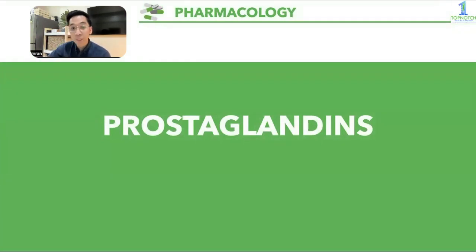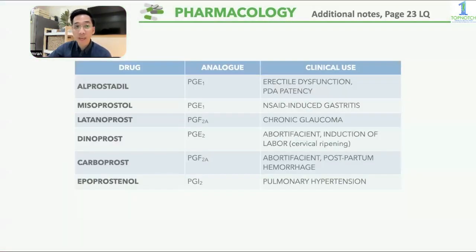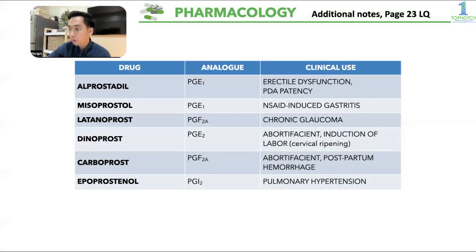Next, punta tayo sa prostaglandins. Okay? So prostaglandins, ang goal talaga natin dito, alam natin kung anong analog siya, at ano yung use niya, okay? So for E1, may dalawang E1 dyan, no? Your alprostadil and your misoprostol.